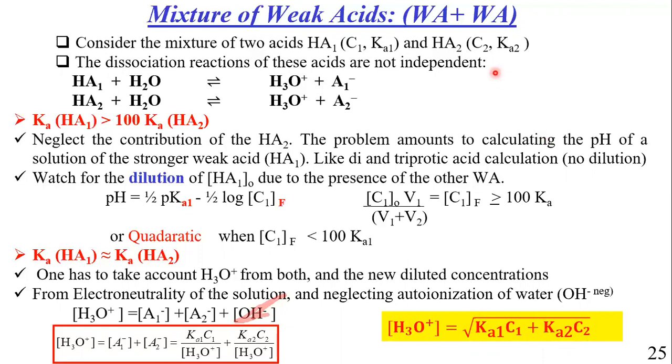This is mixtures of two weak acids. But, and a big but, and all of you end up making this mistake, and I don't know why. Do not put the initial concentration here. This is the concentration after dilution, okay? So the C1 here is the concentration of the acid after dilution. The C2 is the concentration of the second acid after dilution.